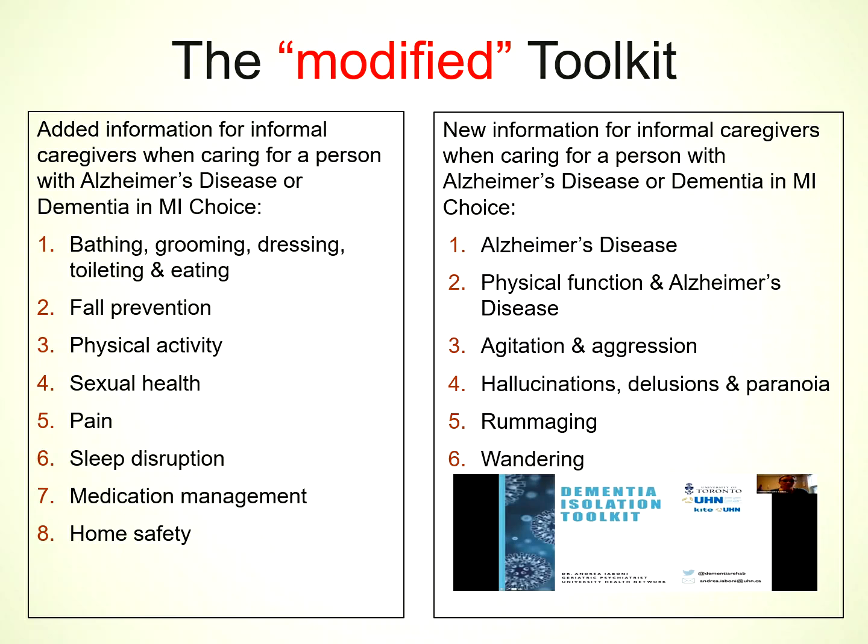New information for informal caregivers when caring for a person with Alzheimer's disease also were added, like exactly what is Alzheimer's disease and what physical function can be addressed in that type of participant, and specific sections on agitation and aggression, hallucinations, delusions and paranoia, rummaging and wandering, which are all significant problems of people with Alzheimer's disease.